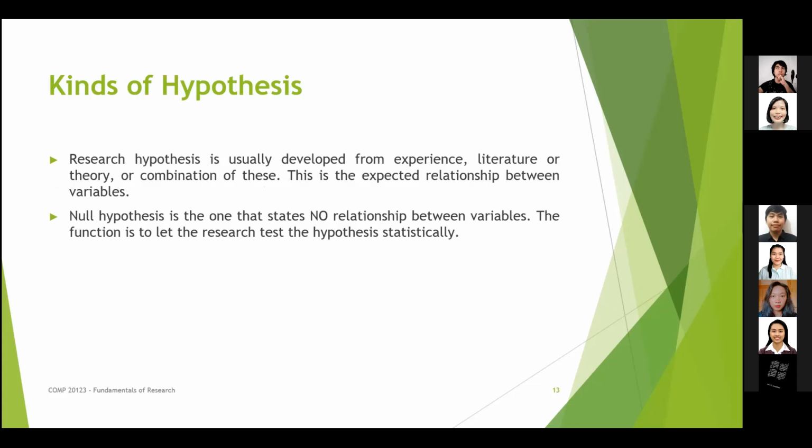So let's move on to kinds of hypothesis. Meron tayong dalawa, which is first, research hypothesis. It is usually developed from experience, literature, or theory, or a combination, putting all at once, di ba? So this is the expected relationship between variables, meaning in terms of hypothesis, ito yung parang ina-expect na outcome. This is what you think.